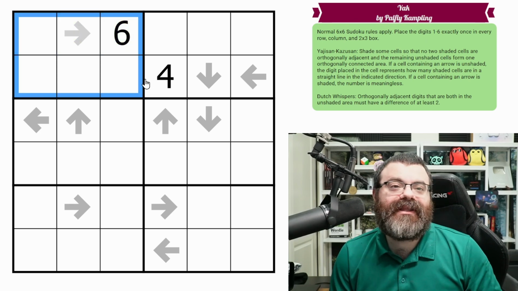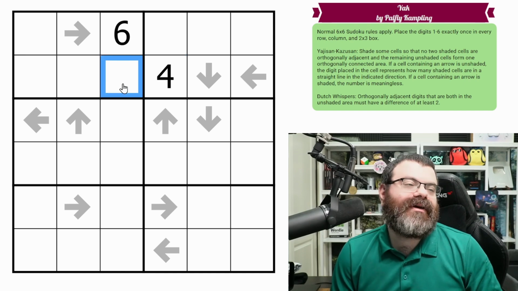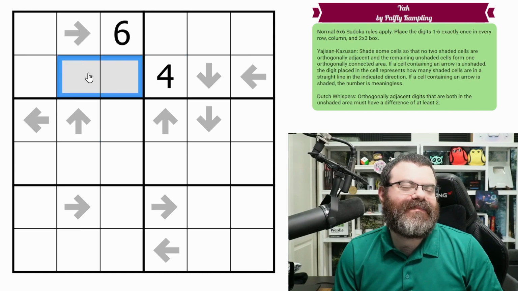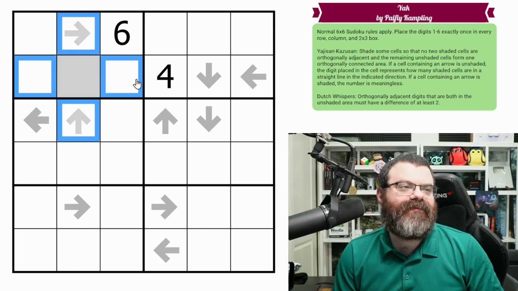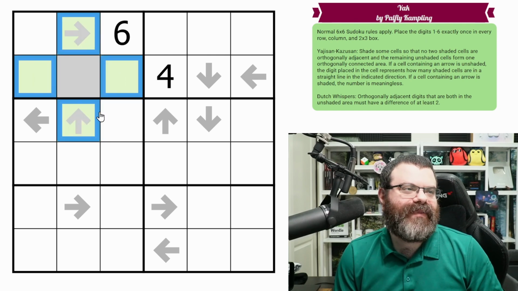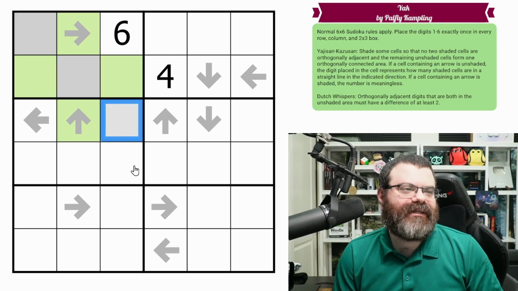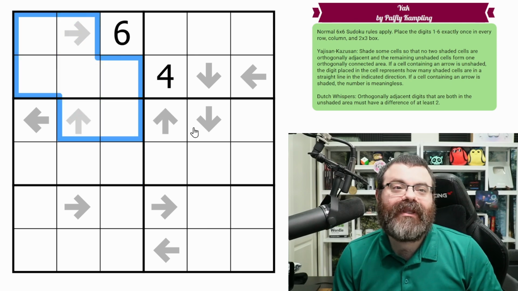We need to shade some cells so that no two shaded cells are orthogonally adjacent. Okay, so we can't do this. Orthogonally adjacent means sharing an edge. So these both are shaded, but they share an edge, so that's not allowed. So as soon as I shade a cell, all four around it we can mark as unshaded. But this could then be shaded, this could be shaded, right? So they can share a diagonal, they just can't share an edge.